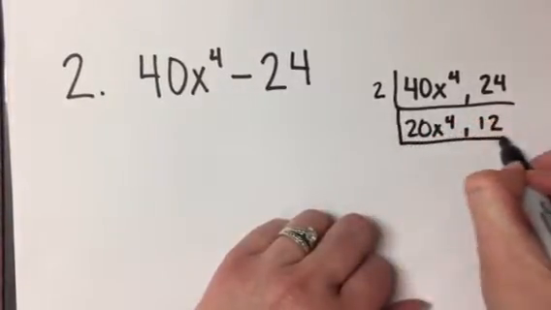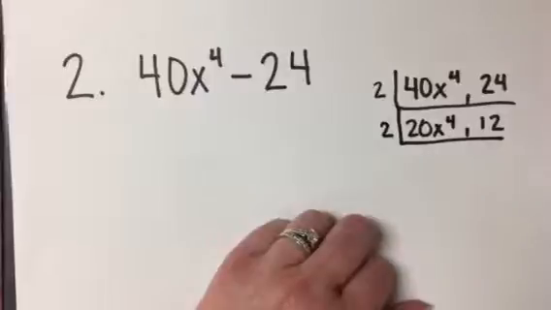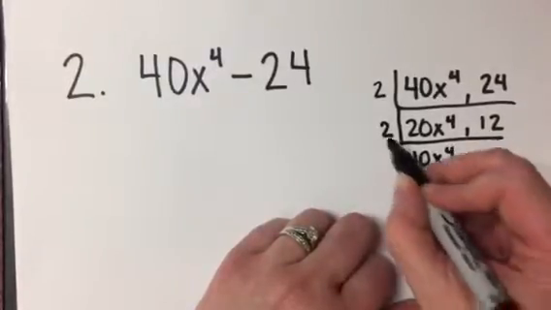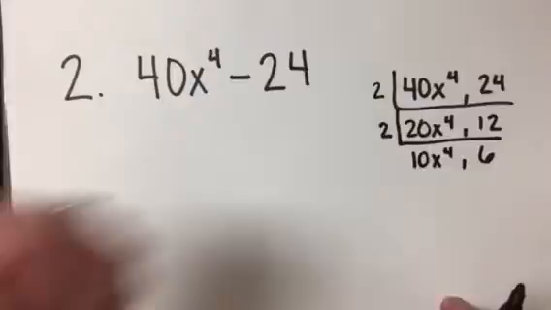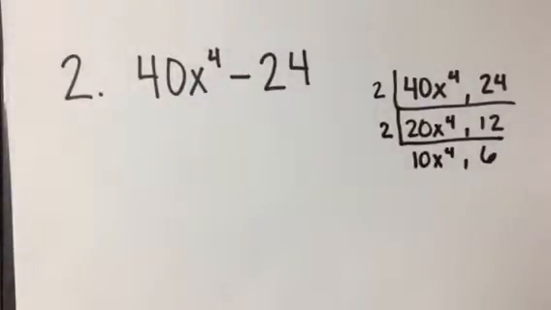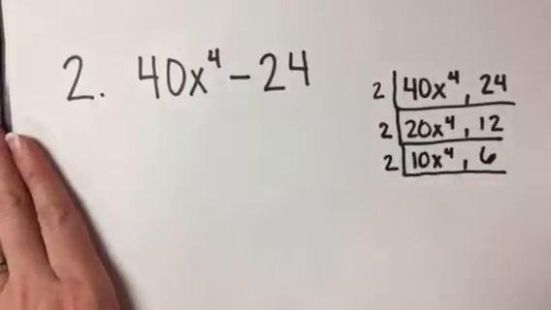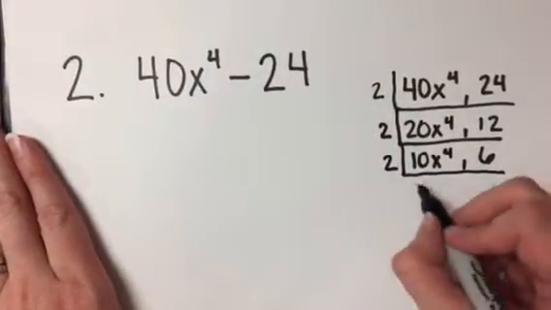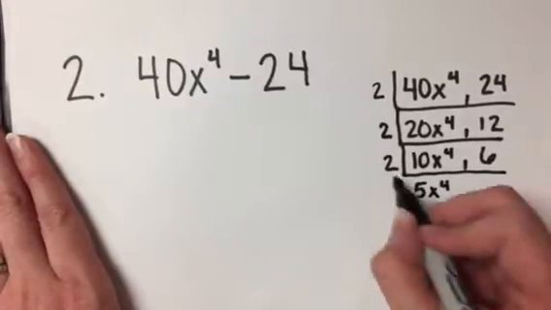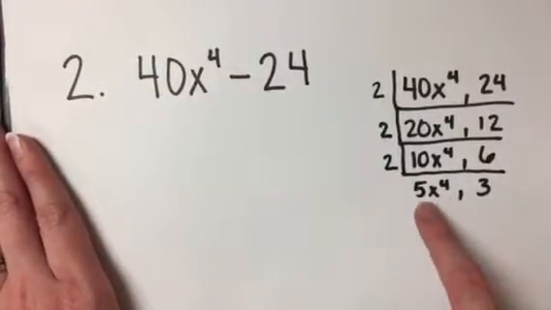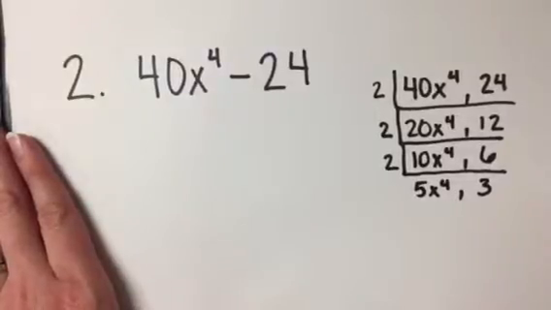Continue to divide by prime numbers. So 2 will go into both. 2 goes into 20x to the 4th 10x to the 4th, and 2 goes into 12 6 times. We can continue to divide by primes. 2 will go into both of those. 2 into 10x to the 4th is 5x to the 4th, and 2 into 6 is 3. Here we will stop because there's not a prime number that can go into 5x to the 4th and 3.